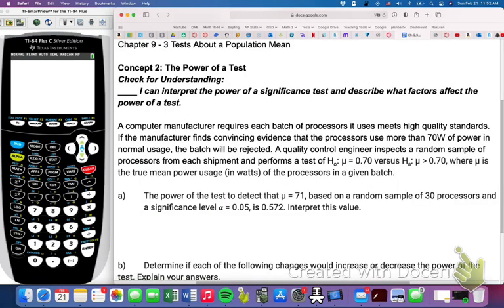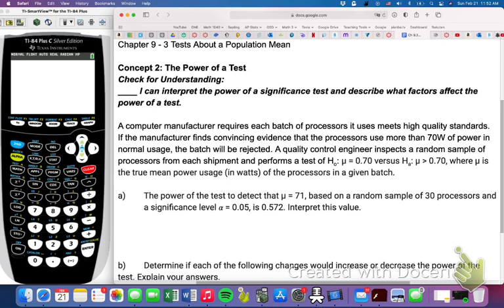All right, so this is chapter 9.3 of tests about a population mean. Concept 2, the power of a test. So this is a new concept, right? A new vocabulary, power of the test. So to check for understanding, students will be able to interpret the power of a significance test and describe what factors affect the power of the test. Now, power is only related to the significance test. So when we do a significance test, then the power actually comes up from time to time.